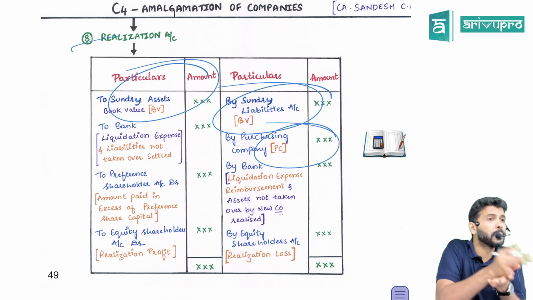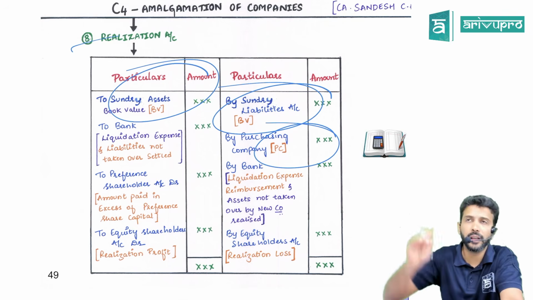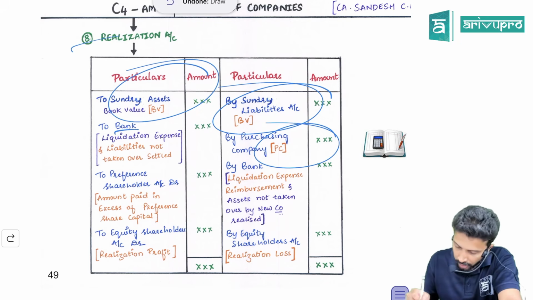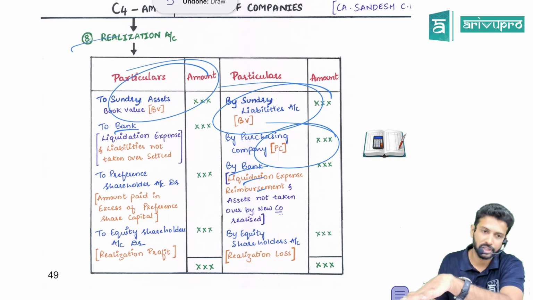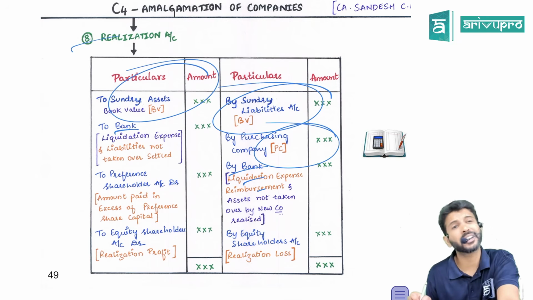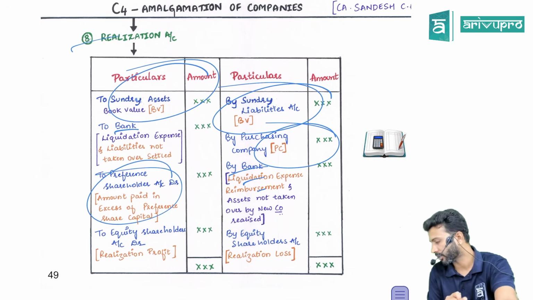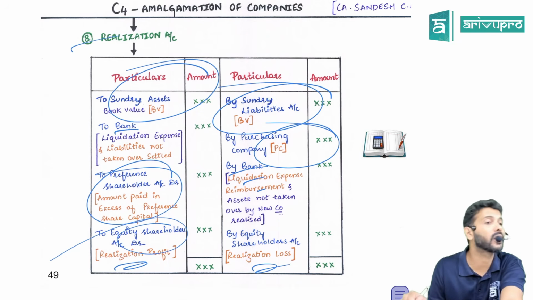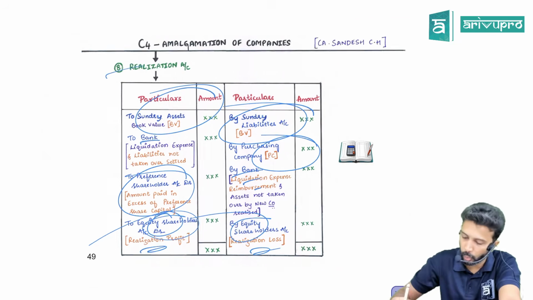Then you could have amalgamation expense. What is the journal entry for amalgamation expense incurred by the selling company? Realization account debit to bank. If there is a reimbursement, it will be bank account debit to realization account. If preference shareholders are paid some excess, the entry will be realization account debit to preference shareholders account. Any balancing figure in the realization account represents either realization profit or realization loss, which will be transferred to equity shareholders.